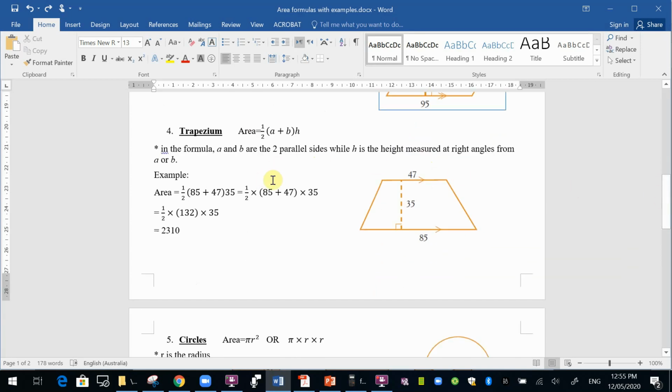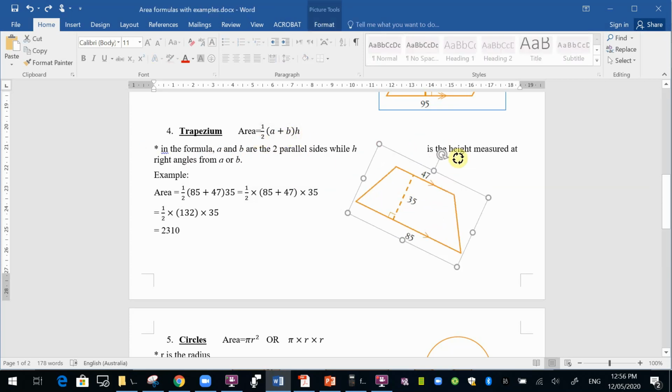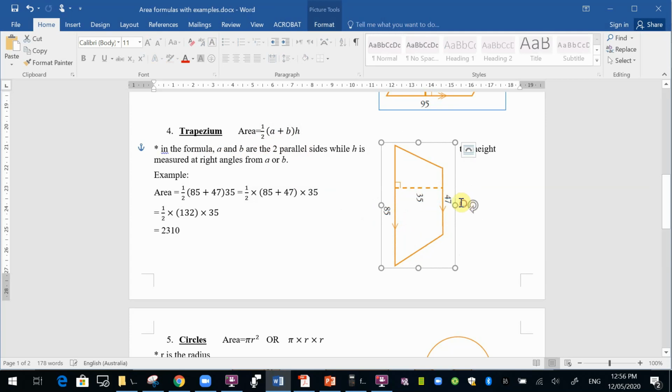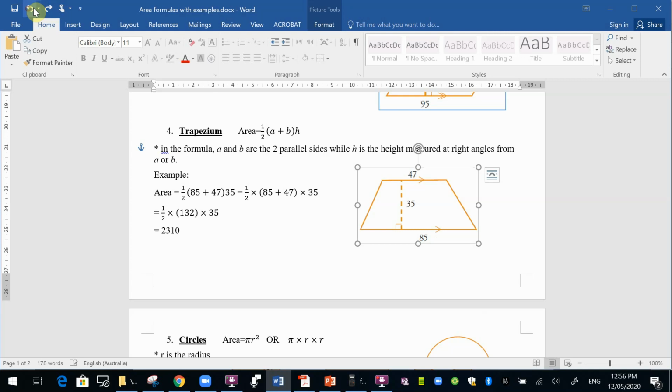Trapezium, where we have a few elements. We have an A and a B and a H. Now, don't get confused by the formula that looks a bit complicated, because all that is, A and B are the two sides that are parallel, top and bottom. So we add those two together. Now it doesn't matter if the trapezium is on its side. A and B are the two sides that are parallel. So add those two sides together.